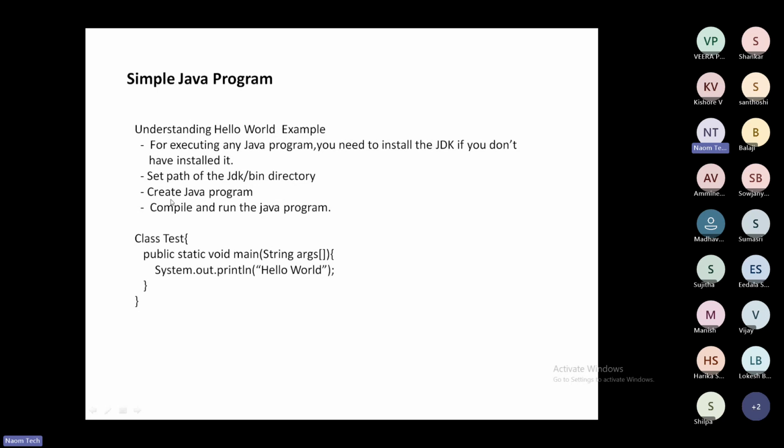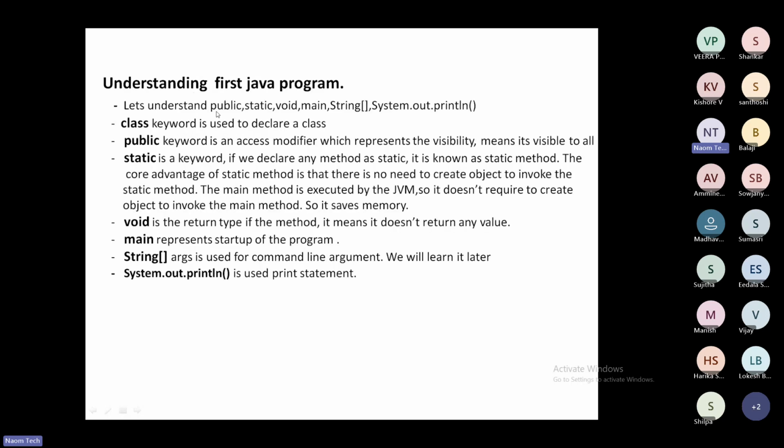Then we have to create your Java program, you have to compile it, and then you have to run the program. So these are the steps you need to follow if you are executing, say, a simple hello world in Notepad. A JDK installation and then setting the path are all important steps. Okay, and this is a simple Java program. Let's do the postmortem of this Java program. This class Test, public static void main String args, what is all this? And then System.out.println, what is this? So let's do a quick postmortem on this, understanding your first Java program.